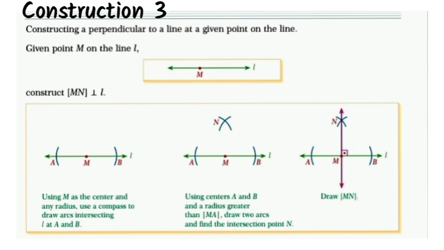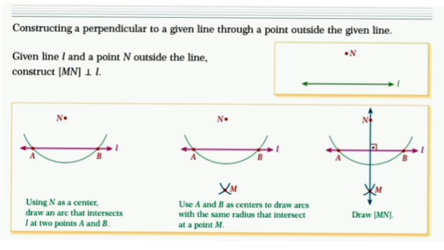Constructing a perpendicular to a line at a given point on the line. Given point M on the line L. Construct line segment MN perpendicular to line L. Using M as the center and any radius, use a compass to draw arcs intersecting L at A and B. Using centers A and B and a radius greater than line segment MA, draw two arcs and find the intersection point N. Draw line segment MN.